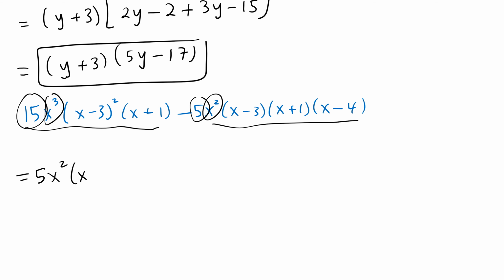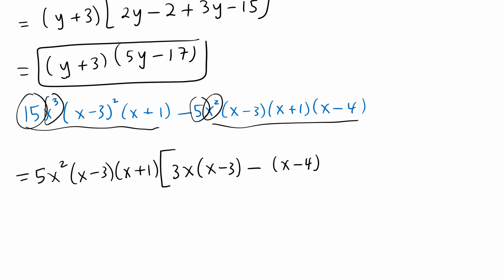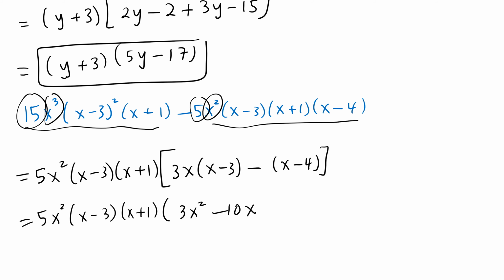x minus 3, we got x plus 1, and that leaves 3x, x minus 3, minus x minus 4. What is left? This stays the same, x minus 3, x plus 1. If you multiply everything out, we get 3x squared minus 9x minus x minus 10x plus 4.